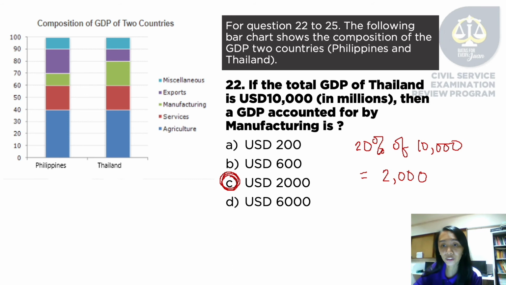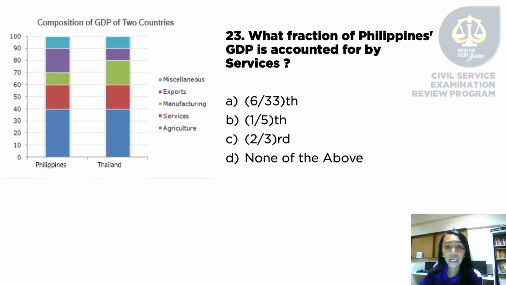Okay, next question. What fraction of Philippines GDP is accounted for by services? So, tingnan natin dito, yung ating services ay na-shade po ng red. At titignan natin yung composition niyan ay from 40 to 60. Ibig sabihin that is also 20%. Okay? So that is the 20% of the whole.